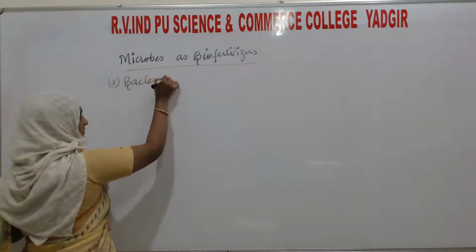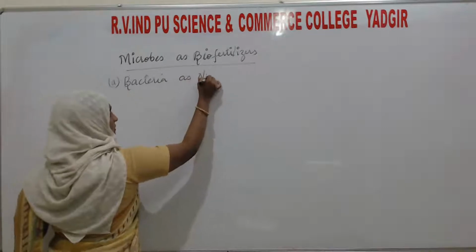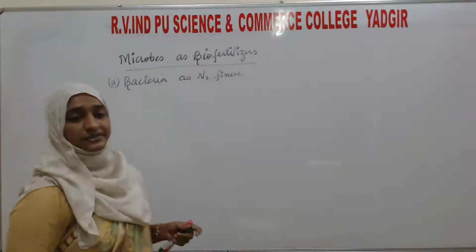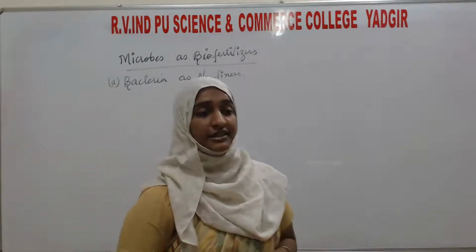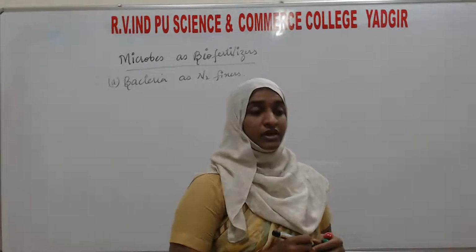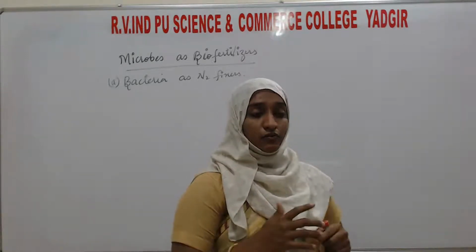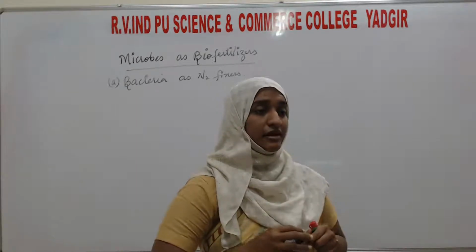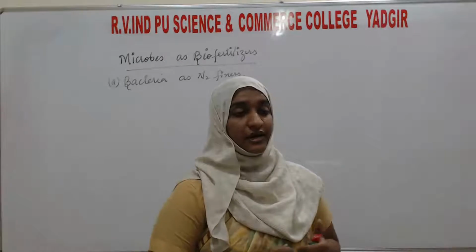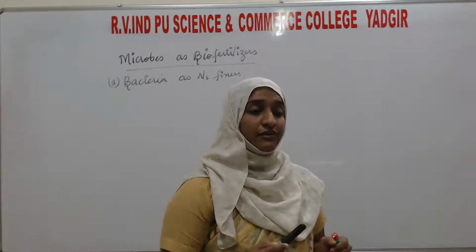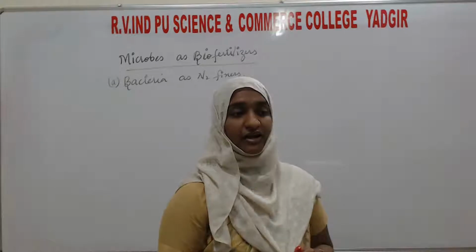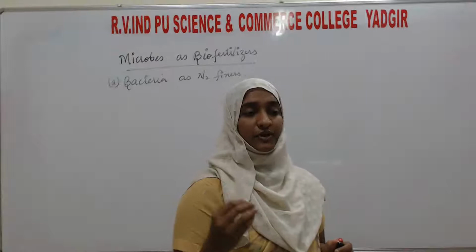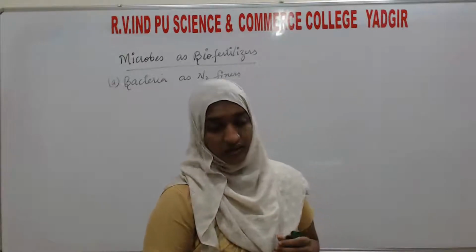Bacteria as nitrogen fixers. Which bacteria is that? That is the rhizobium bacteria. Here the rhizobium bacteria will fix the nitrogen in the presence of a pigment, that is the leg hemoglobin. It will fix the atmospheric nitrogen and form root nodules on which plant? That is on the leguminous plants.